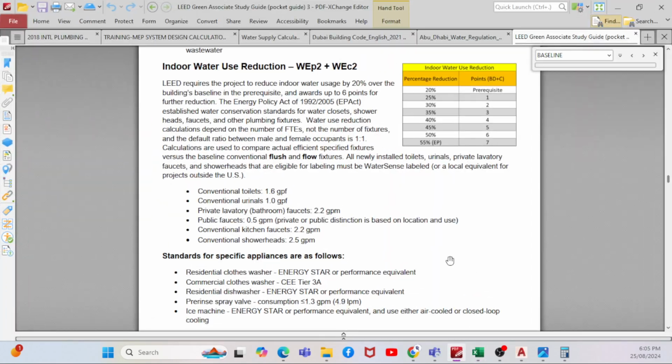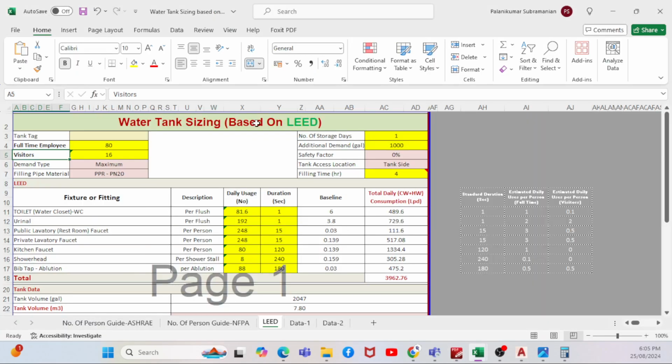If you go and see the LEED document, they calculate based on full-time employees, right? The water use reduction calculation depends upon the number of FTEs. FTE means full-time employees. Full-time employee means people who work more than 40 hours per week. They are considered as employees. And the visitors will be considered as 10 percent or 20 percent of the total employees. Say for example, if I have 80 people, then I can expect 20 percent visitors to meet the 80 people. So that is the full-time employees and visitors.